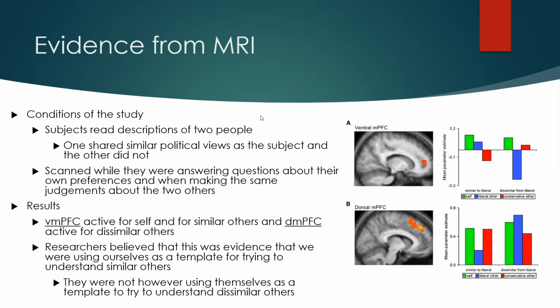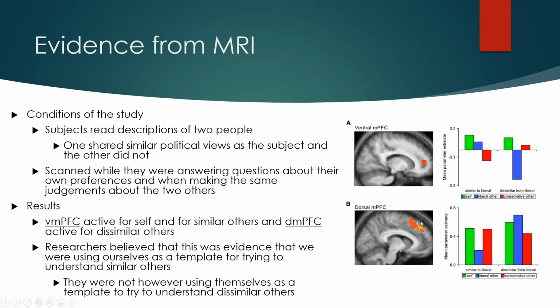And what they found was that this ventral portion of the prefrontal cortex, which is right in here, was really heavily active for self, but it was also active for similar others. So if someone was similar to me, it was activating the same regions as the self type judgments were activating. But if the person wasn't similar to me, if they weren't like me at all, that activity drifted north. It drifted dorsal.